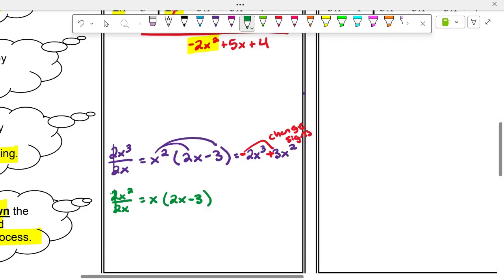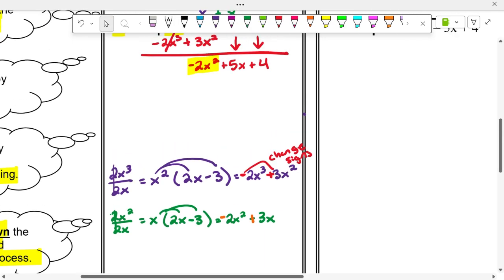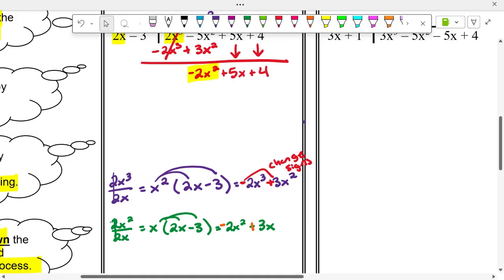All right. So if I multiply it to it, what do I get? 2x squared minus 3x. And remember, before we transfer it to the top, we need to flip those two signs. So it'd be negative 2x squared plus 3x, because that's the subtraction.